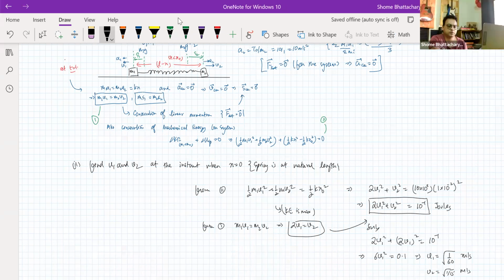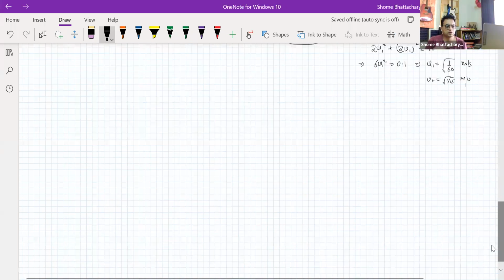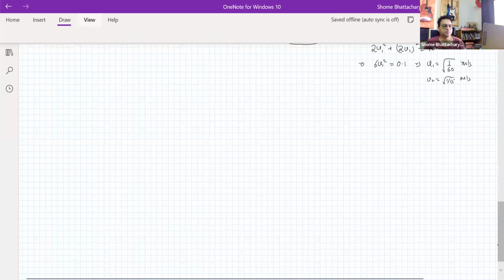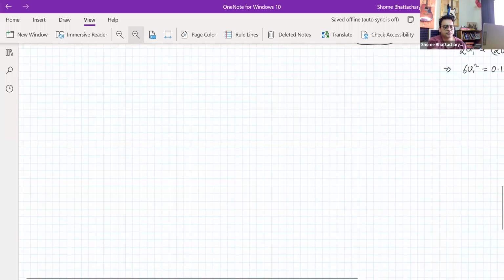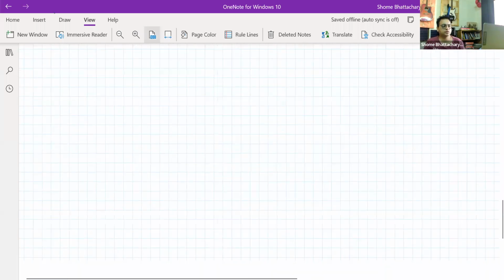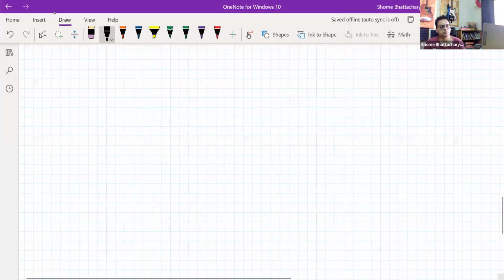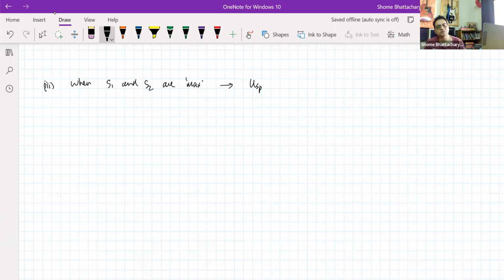Okay, so hope this is clear to everyone now. At the time of maximum displacement, the spring has maximum extension. So for that third part, we'll use that concept. When S1 and S2 are maximum, once again, potential energy of the spring is maximum and kinetic energy of the blocks is 0. So it has gone to maximum extension state.